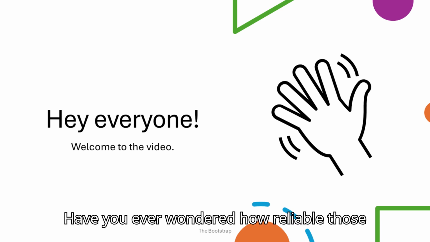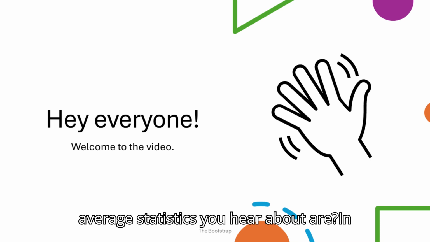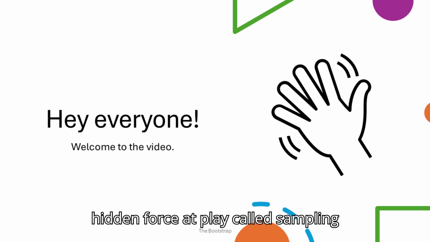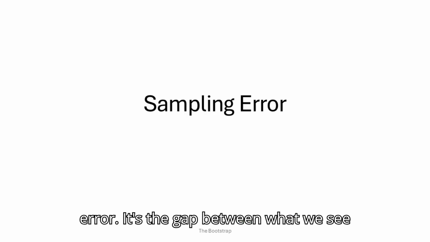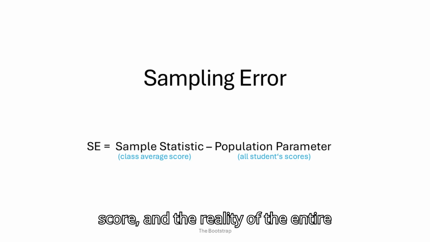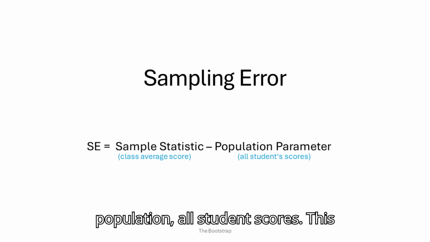Have you ever wondered how reliable those average statistics you hear about are? In the world of data analysis, there's a hidden force at play called sampling error. It's the gap between what we see in a small sample, like a class average score, and the reality of the entire population, all student scores.